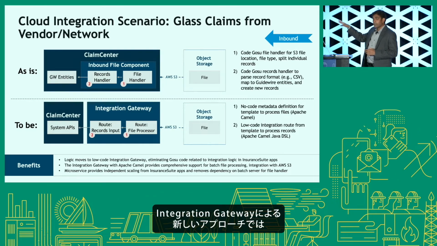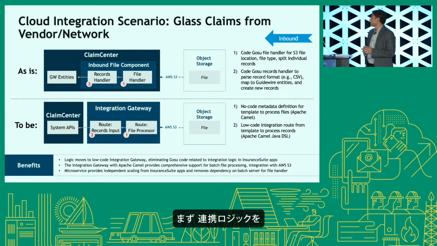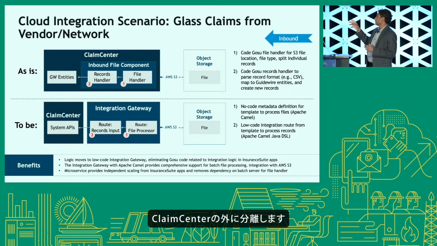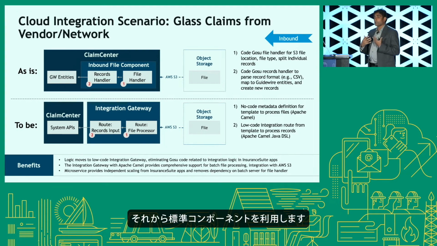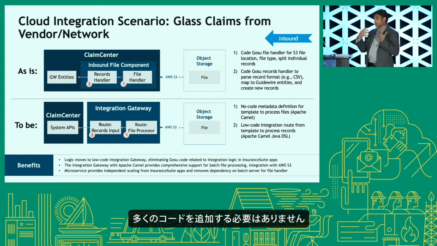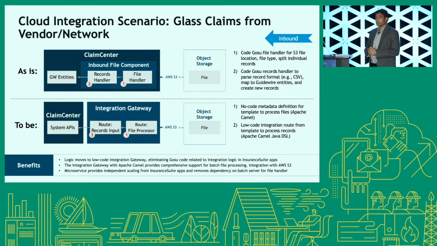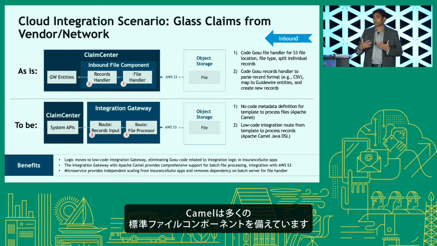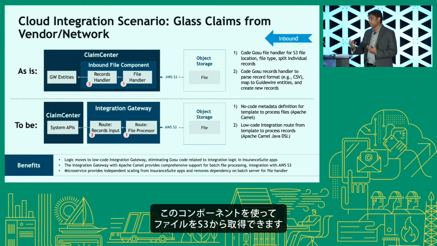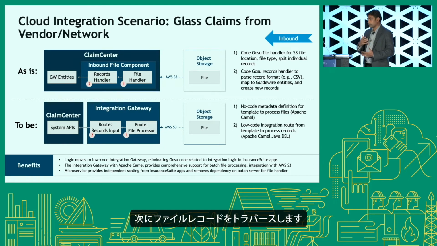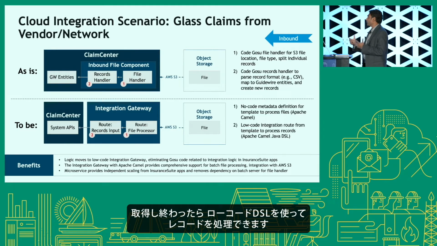In the to-be approach with the integration gateway, one, you're isolating the logic. The integration gateway integration logic is outside the ClaimCenter. And then you're also using out-of-box componentry, right? You're not adding a lot of code here. As an example, in the first step, routes, so file processor, if you look at Camel, Camel actually has out-of-box file components. You can take that to retrieve the file from S3, and then traverse through the file records. And then once you get it, you could use low-code DSL to process those records, right?